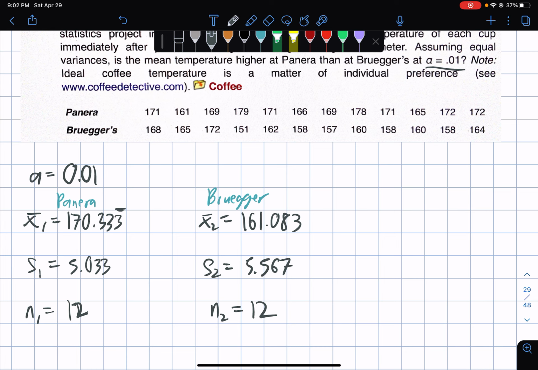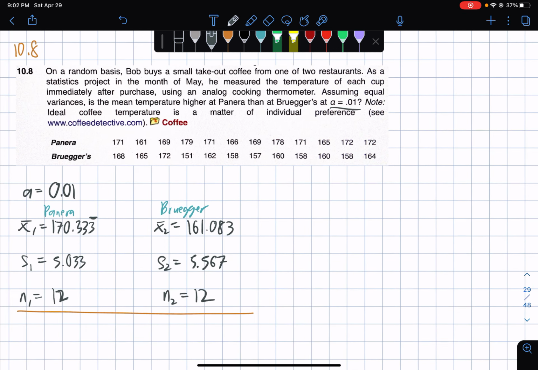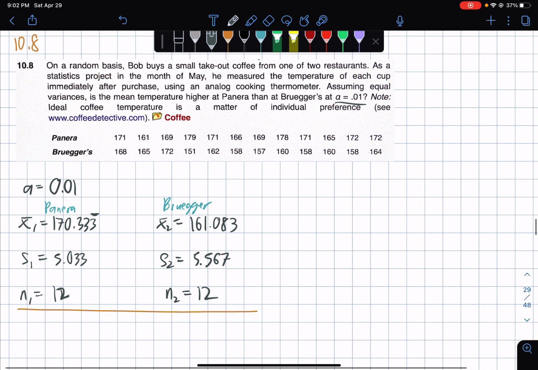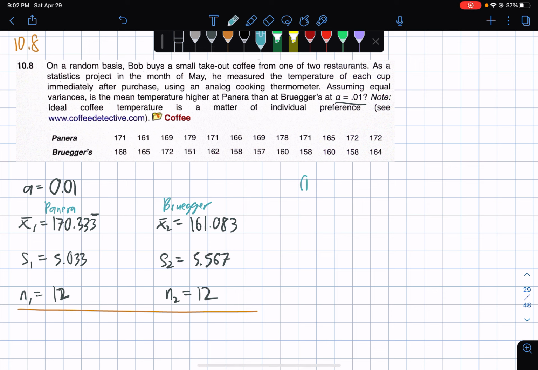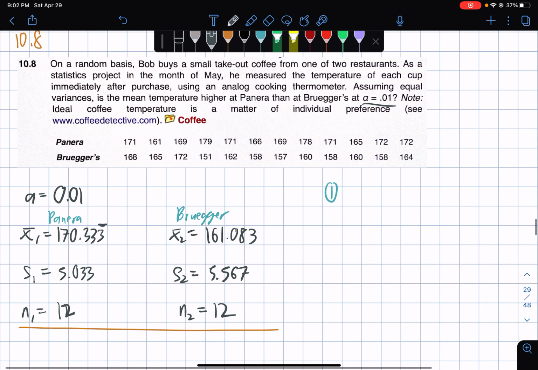Okay, so now we have the given. That's kind of difficult to do, especially if you're in a time constraint. You have to do all of this, even computing for the X bars and their respective standard deviations. Step 1, enumerate again the hypotheses.